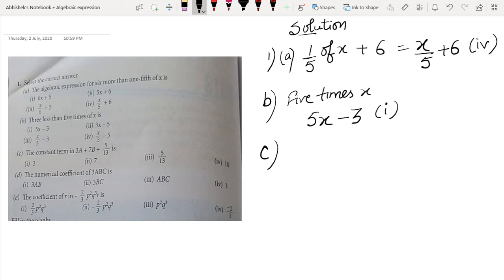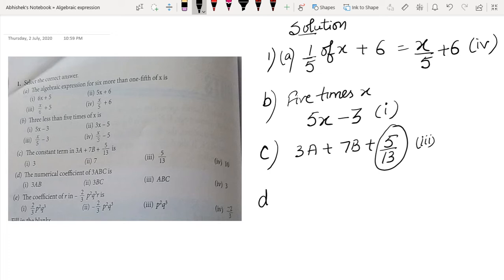Now look at C part. The constant term in 3a, 7b plus 5 by 13. Which one is the constant term in these three terms? It is 5 by 13. So the third option is correct.